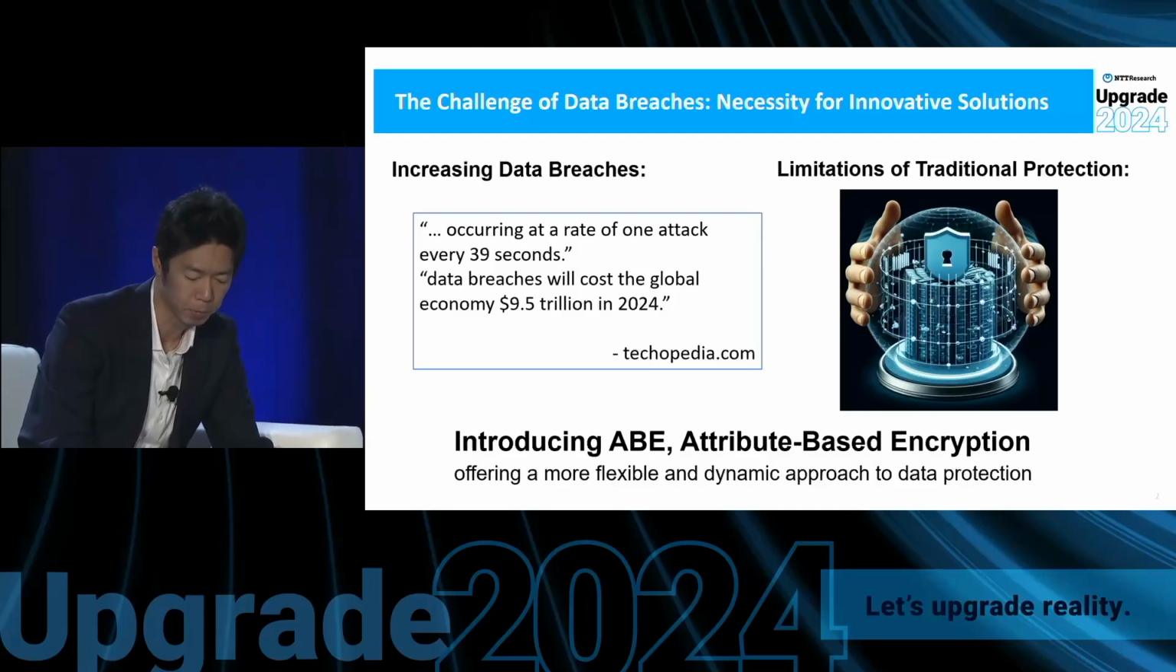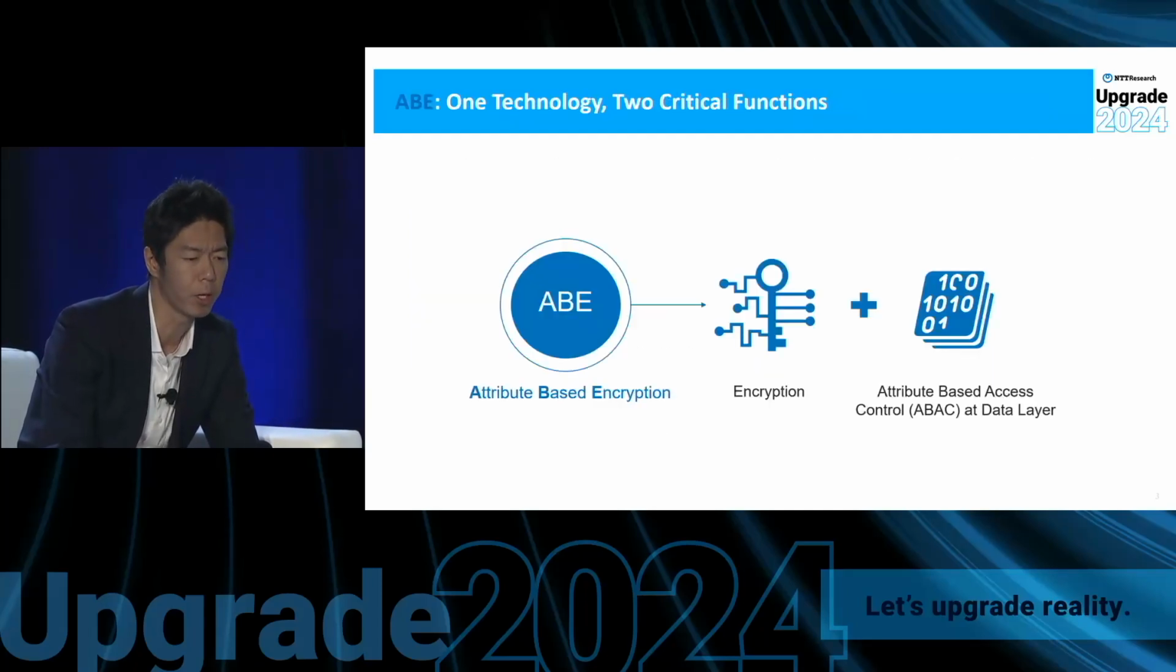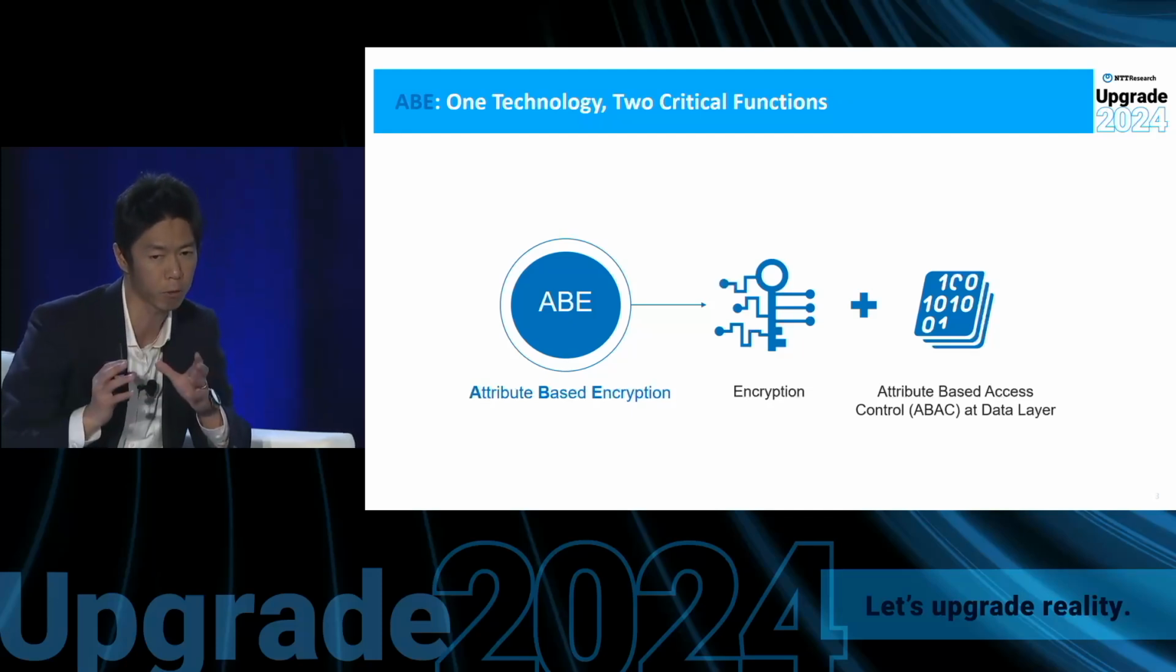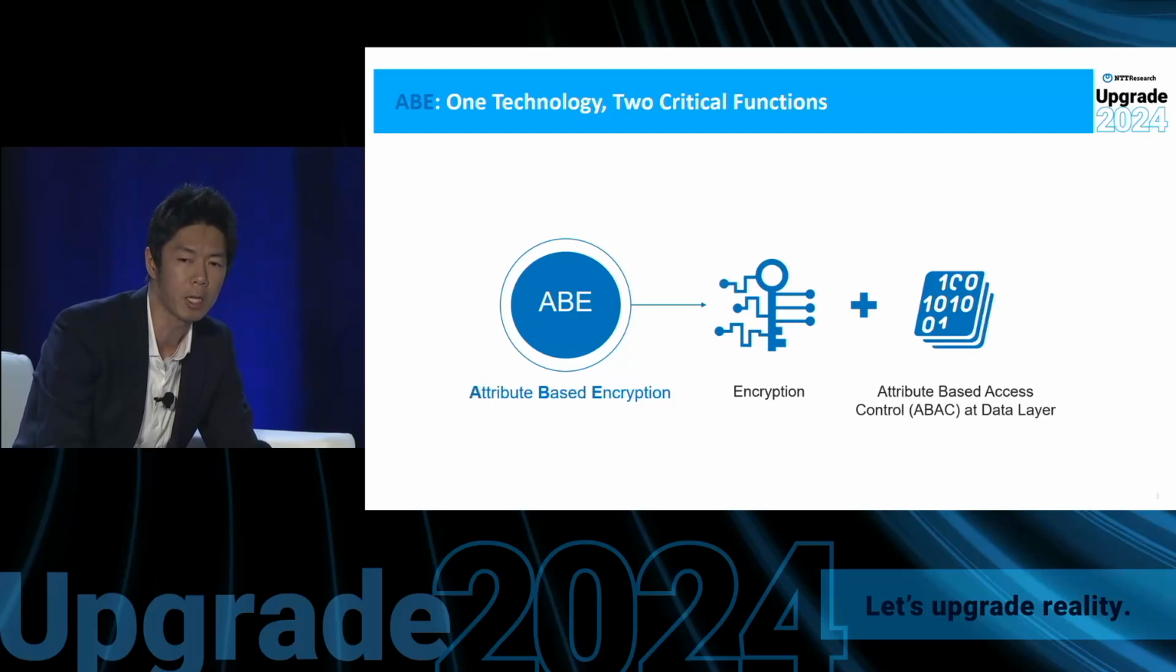Okay, next page. So let me explain the fundamentals of ABE. It's the combination of two functions. So we call this one technology, two critical functions. The first one is encryption to protect the data, and the second one is access control. So we can embed the access control feature into the data itself. This is a very unique tool, because ABE can protect the data, and also it makes data more usable.